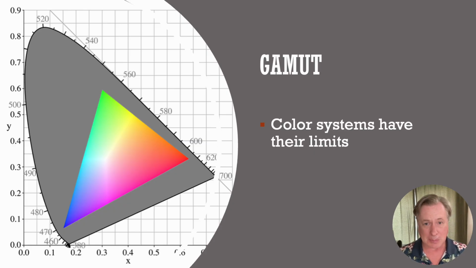So, gamut. Gamut is basically us throwing up our hands and saying color systems have their limits. That gray splotch is showing us all of the possible colors. The triangle inside the splotch shows us the colors that the human eye can see.